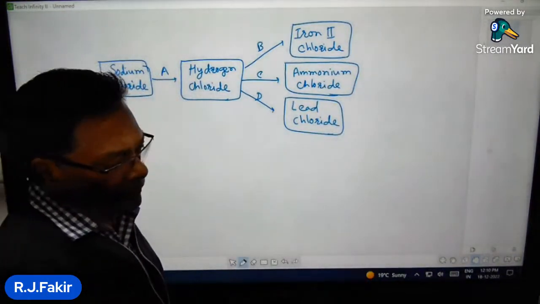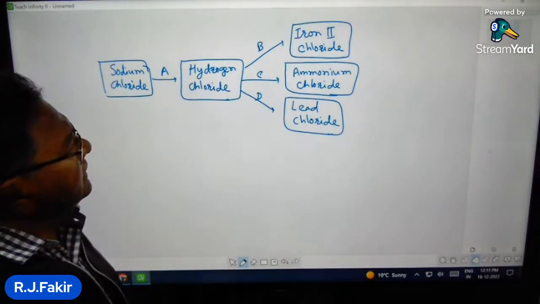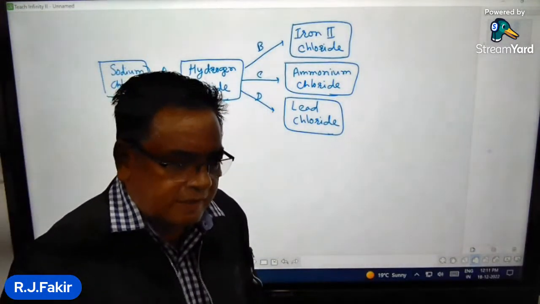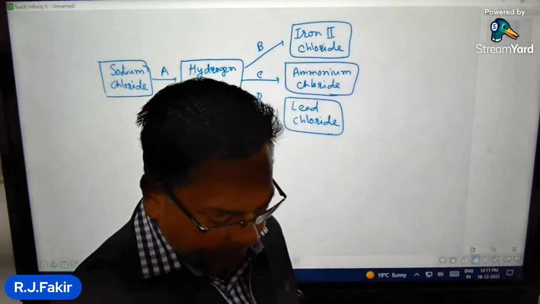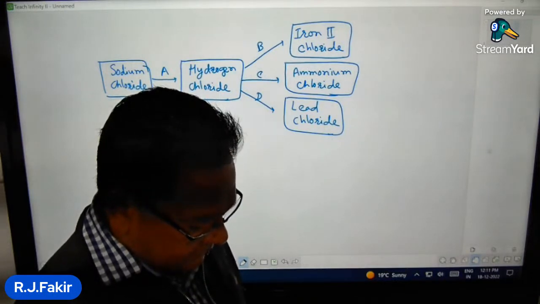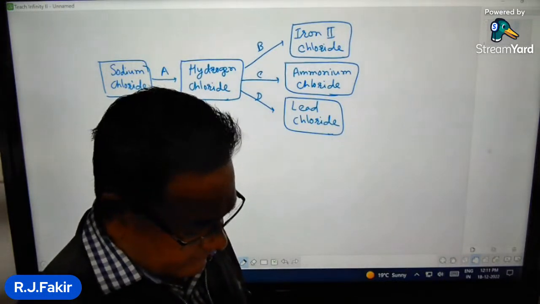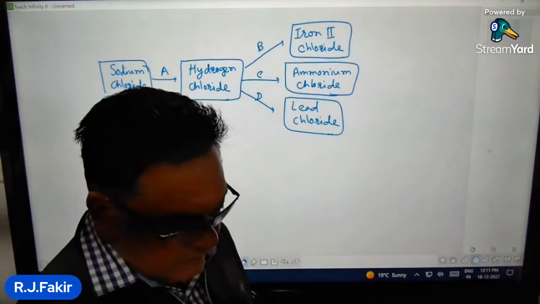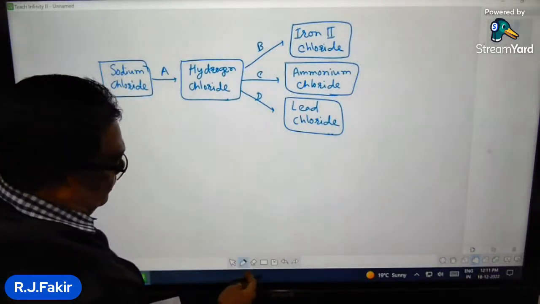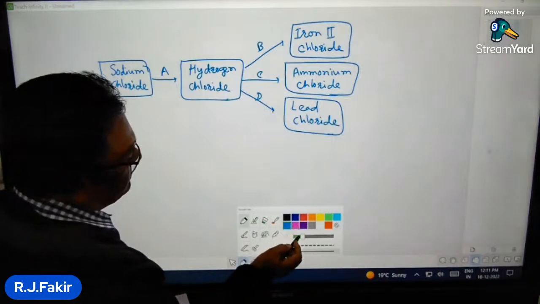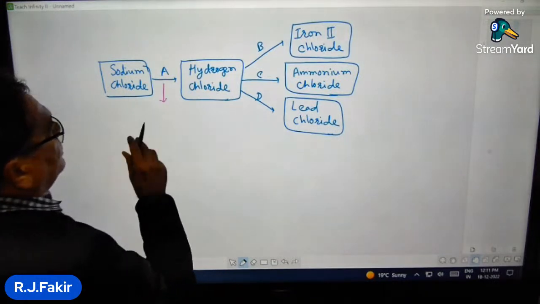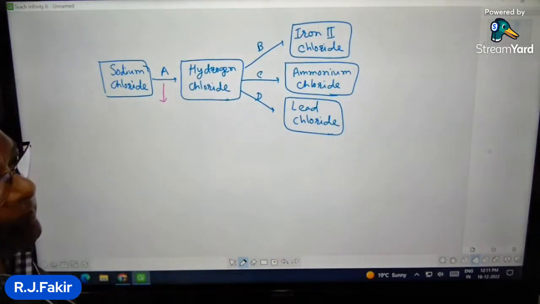You might have gone through the chapters in your book. One is related to chemical reactions, another is acids, bases and salts, and one more, metals and non-metals. The question here is, here A, B, C, D, you have to recognize. That means if we have sodium chloride, what should be A so that you obtain hydrogen chloride?